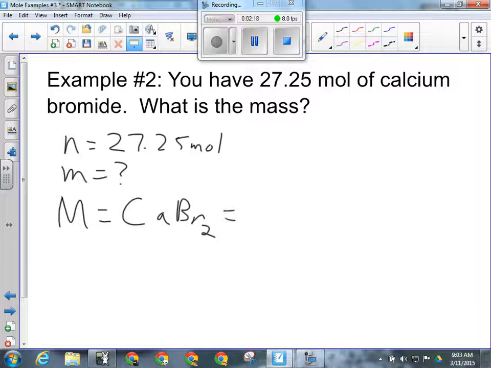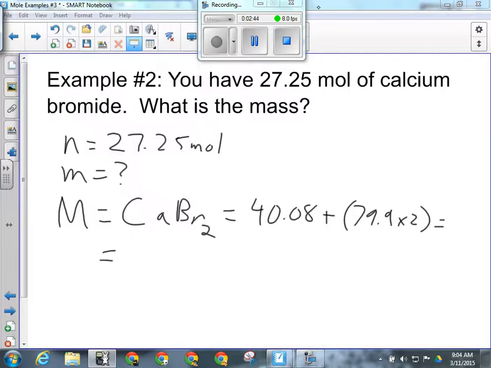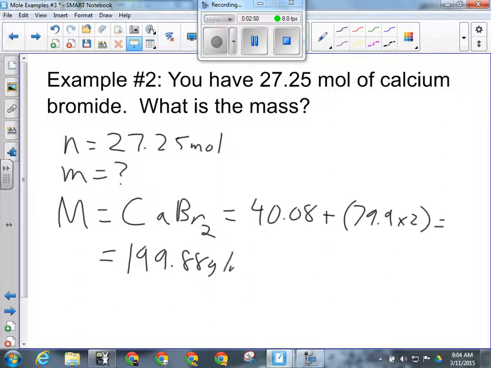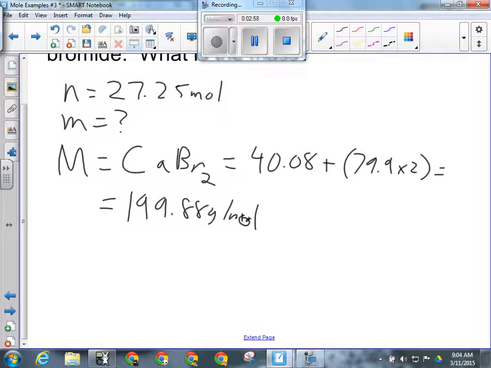All right, so we got 40.08 for our calcium, and then we have 2 bromines, so that's 79.9 times 2. All right, so we got 199.88 as our molar mass, grams per mole. So now I've got to calculate the mass.